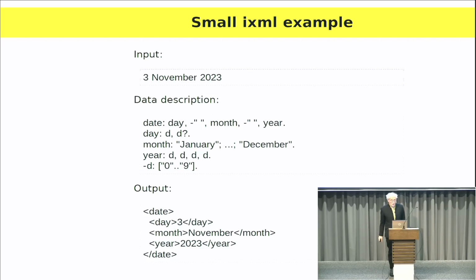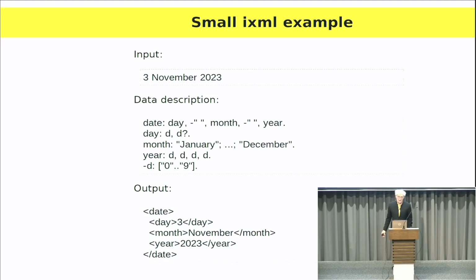But so I want to transform dates like 3rd of November 2023 into XML, which you see at the bottom there. So I created a data description in ixml that says a date is a day, followed by a space, followed by a month, followed by a year. The minuses in front of the strings mean that those don't appear in the final serialization. A day is a D or an optional D. A month is the list. So I've shortened it there, but you do actually have to write all of those out.